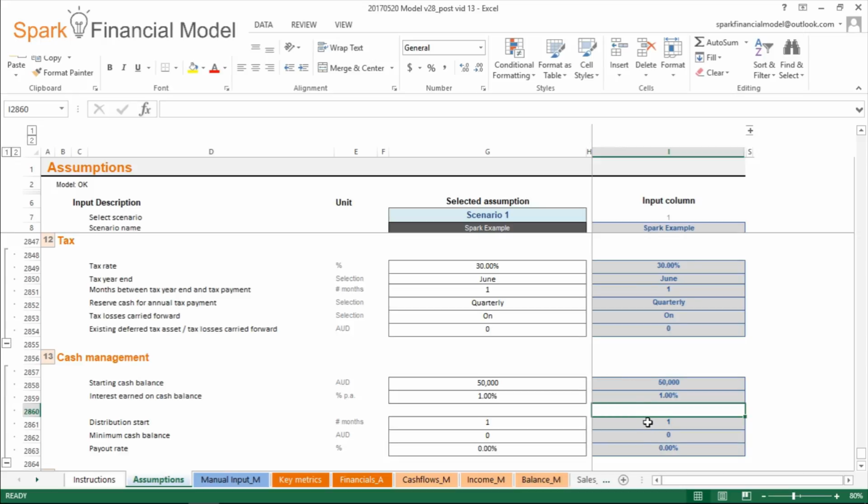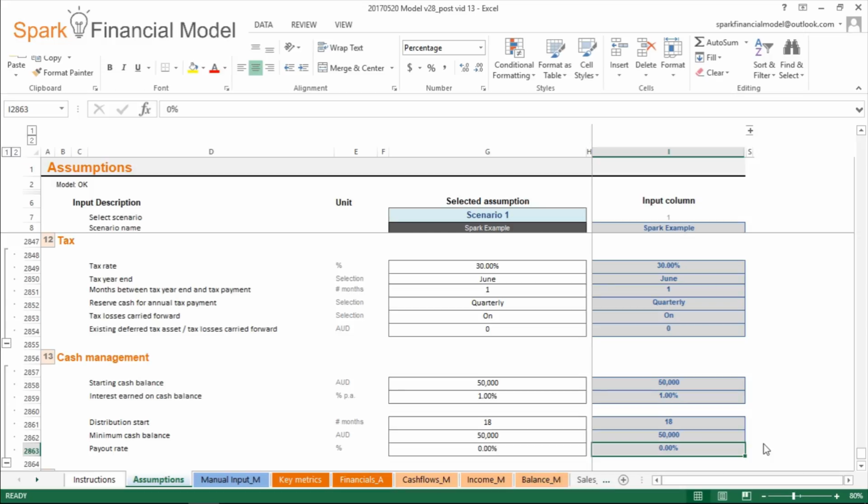The first field is the month your business will start distributing funds. Let's say you tell the model not to pay you anything until month 18. Next, you can set the minimum cash balance. Let's set this at $50,000. This means where possible, the model will always try to maintain at least $50,000 in the business and will not pay owners if it means your cash reserves drop below this amount.